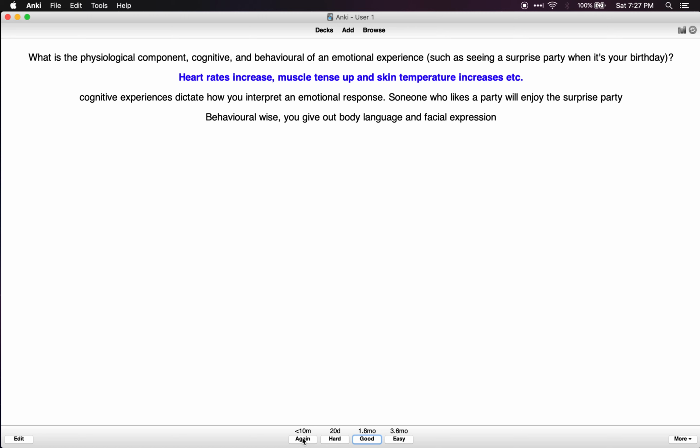So physiological input: heart rate increases, muscles tense up, skin temperature increases, etc. Cognitive experiences dictate how you interpret an emotional response. Behavior-wise, you might give out body language and facial expression.